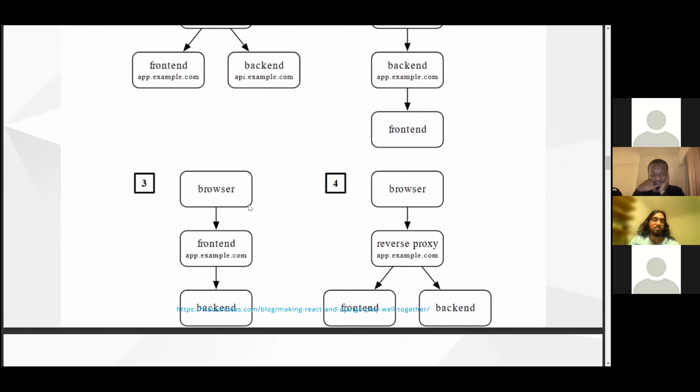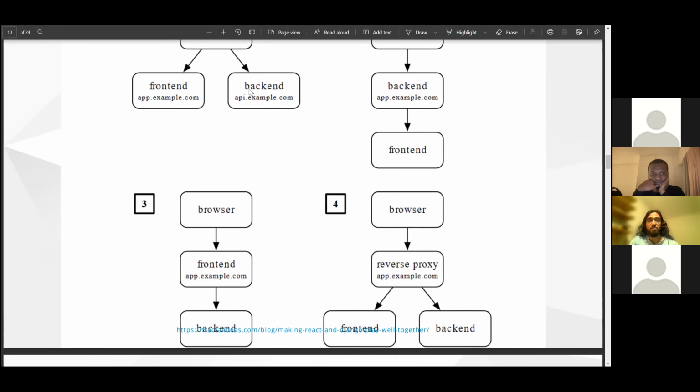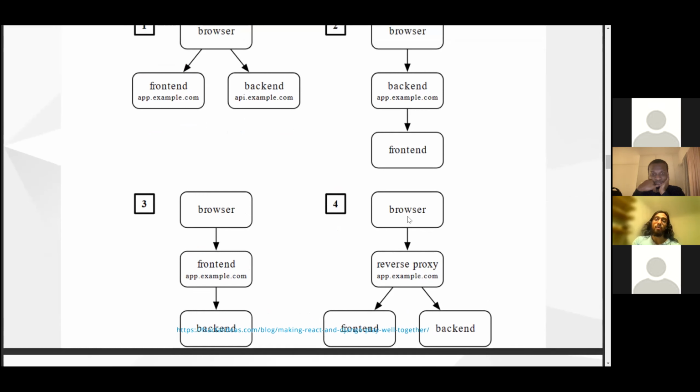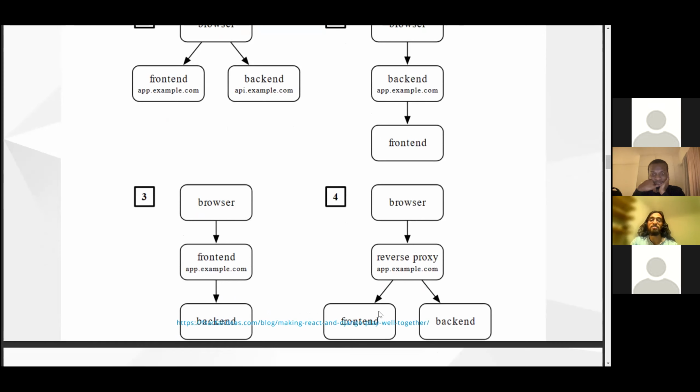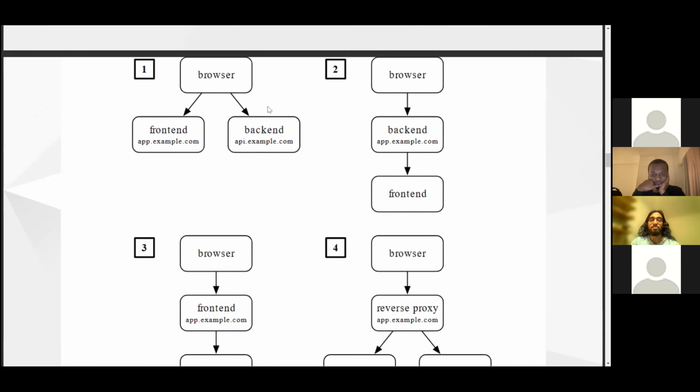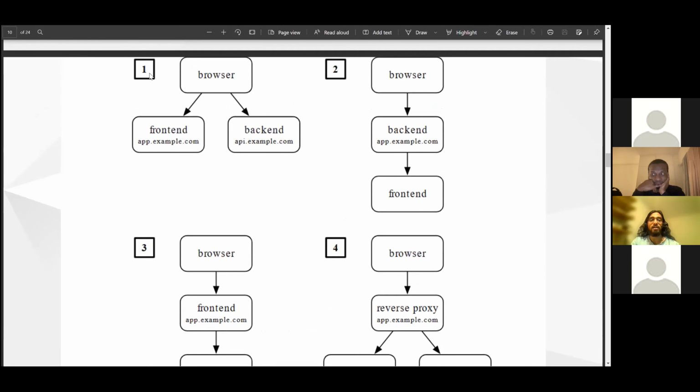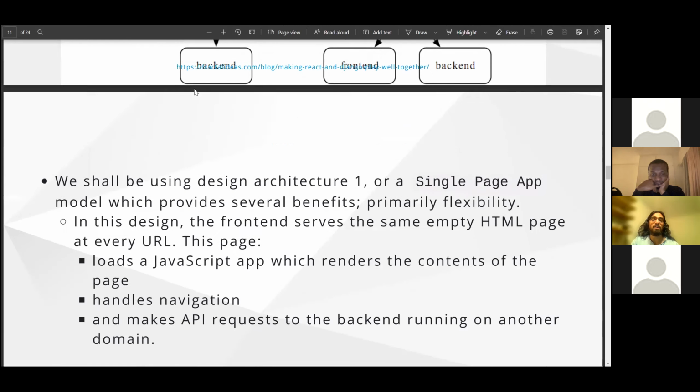Number three is almost the inverse of that, where your backend is loaded by the front end. And number four is very similar to number one, except you have a reverse proxy, something like an Nginx in front of it, which handles which calls to make to which service. So instead of your browser making the call to the front end when it needs a front end component and to the back end when it needs to make a back end call, your browser just speaks to the proxy, and the proxy knows where to call and where to get the data from, and that's passed to your browser. So today we will be using architecture design number one, which is a single page app.